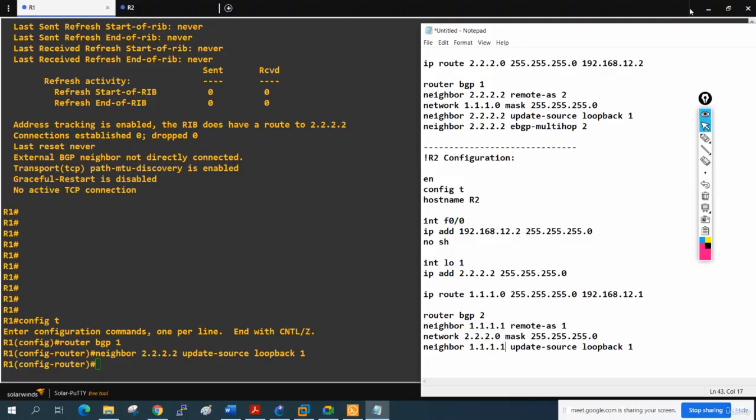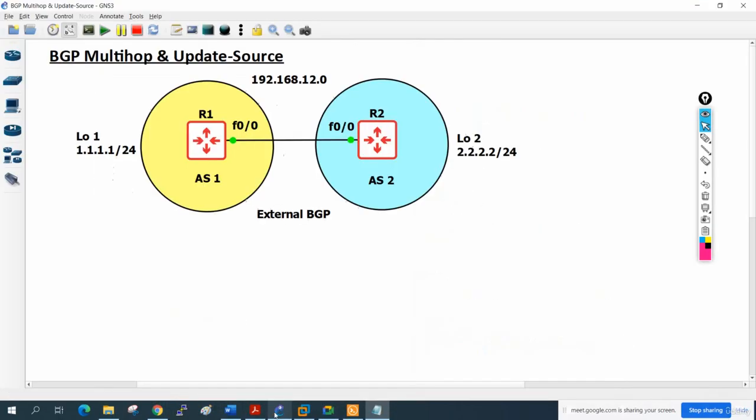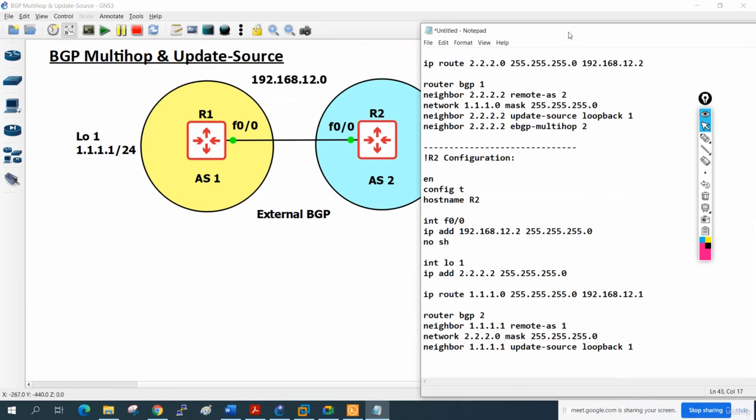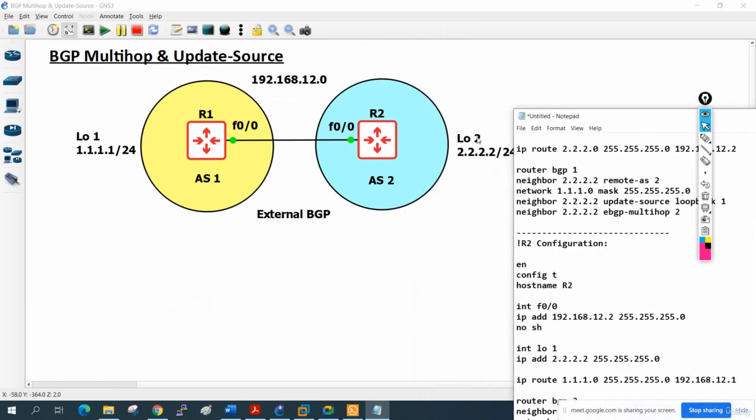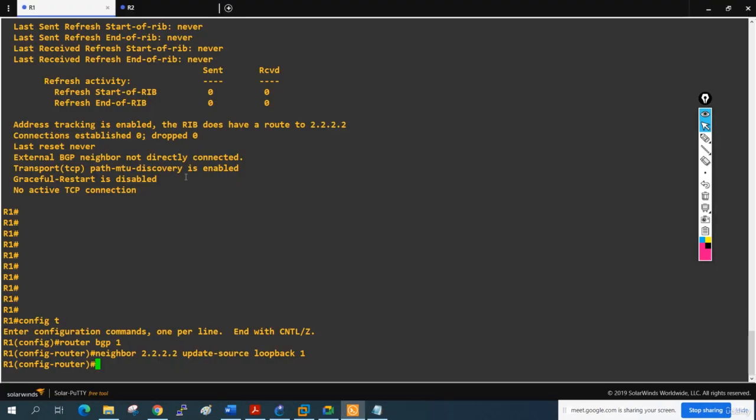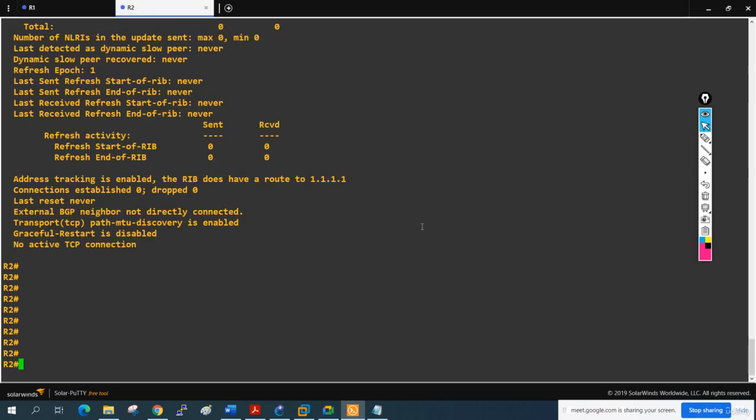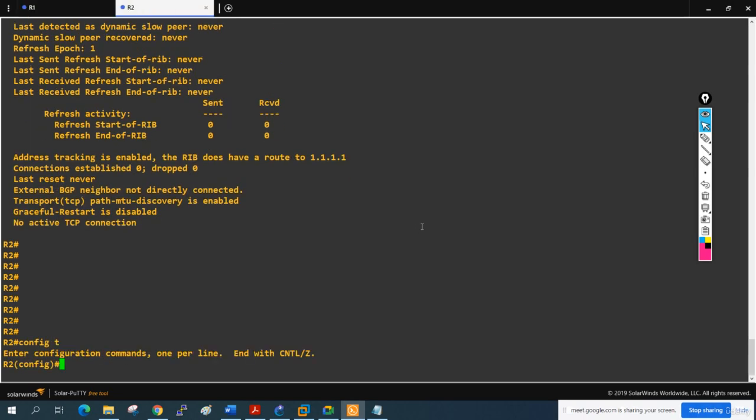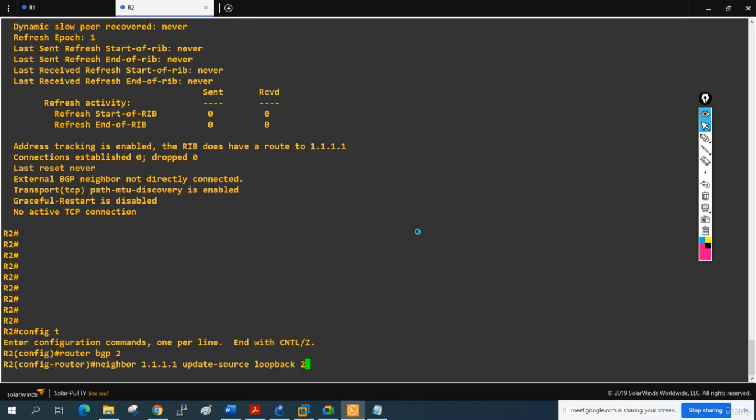Why am I writing 1.1.1? Because let me show you, I am here in R2, I am saying my neighbor 1.1.1, update the source as loopback 2. So make the neighbor shift from loopback 2. So this one we need to write here. This one command I am writing from R1 to R2. So I will go in the router BGP2 and I will paste this here.